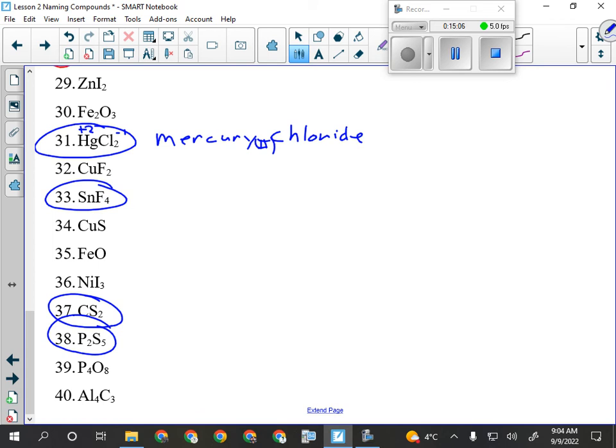Same thing happened with tin here, so Sn is tin, fluorine gets changed to fluoride. Fluorine is a -1 charge. -1 times 4 is -4. That means I need to get 4 positives from 1 tin. That means that tin has to have a 4+ charge, tin 4, fluoride.